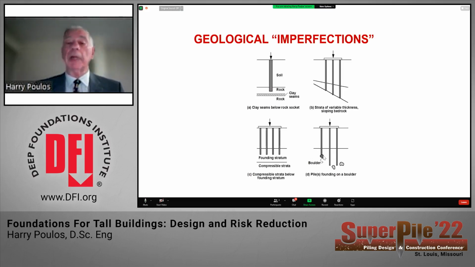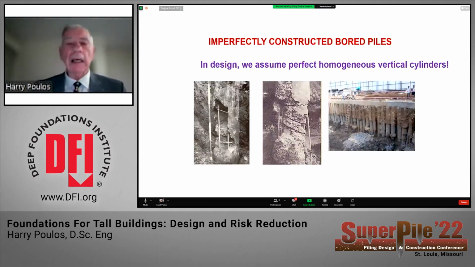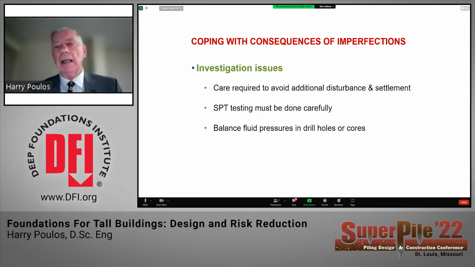And then here's another example where we have, particularly if we've got a glacial deposit, we may have some of the piles resting on boulders that we think may be rock, but they, in effect, in this sort of circumstance, act as piles with an enlarged base, not as piles bearing on rock. Then in terms of construction imperfections, in design, I've indicated here, we assume a perfect homogeneous vertical element, but if the construction is not done correctly, then we get situations as illustrated here, where we very clearly do not have perfect homogeneous vertical elements. So how do we cope with the consequences of these imperfections?